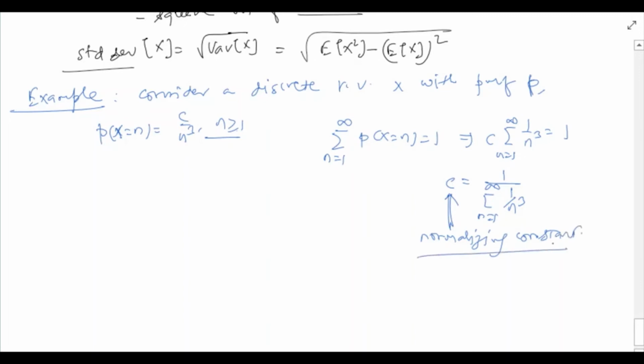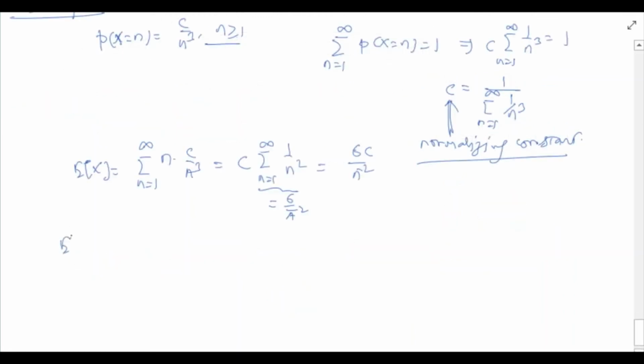Okay, so let us see what will be the expectation and variance of this random variable. The expectation of x can be computed using the formula given above. So it will be the sum over n equals 1 to infinity of n times c/n³. C is a constant, so this becomes c times the sum over n equals 1 to infinity of 1/n², and we know that this summation is equal to π²/6. So the expectation turns out to be equal to 6c/π².